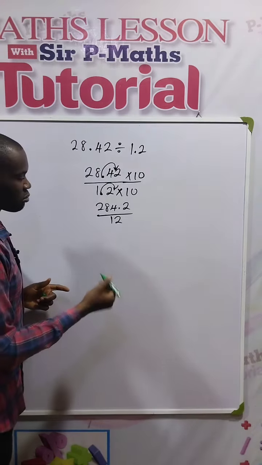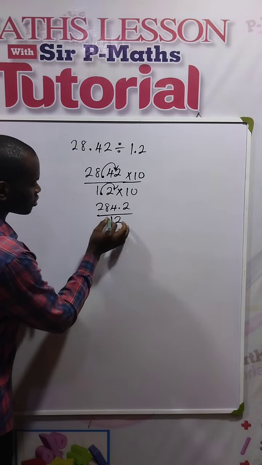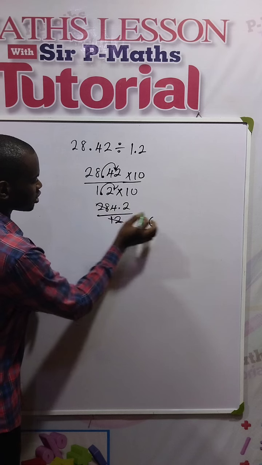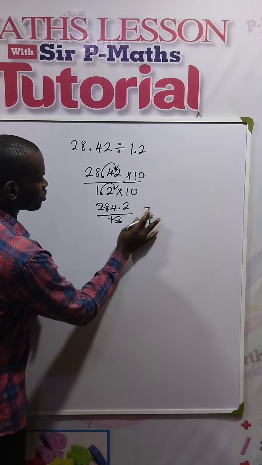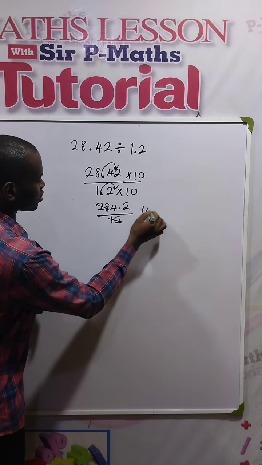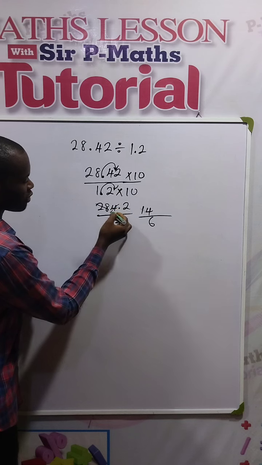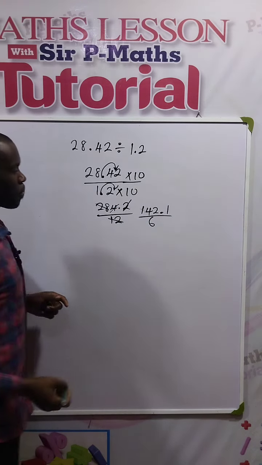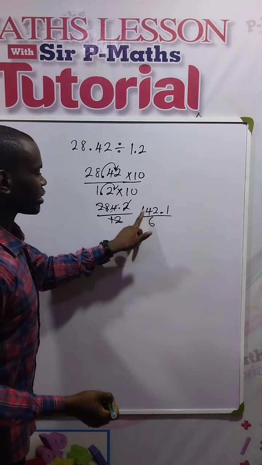Let's start with the smallest number possible that can divide. 2 can divide 12 to give us 6. Now 2 divide 28, we have 14. 2 divide 4, we have 2. 2 divide 2, we have 1. Now let's divide this by 6.